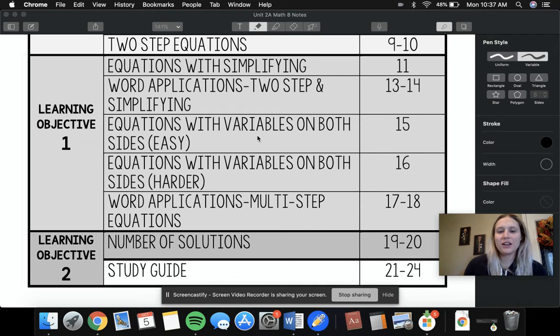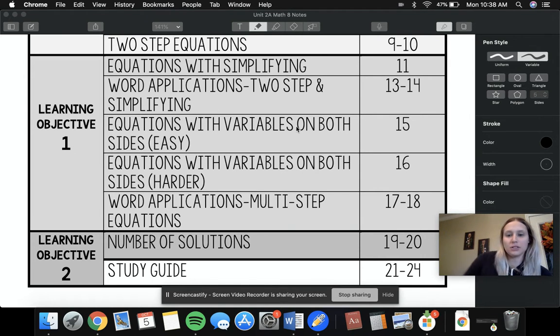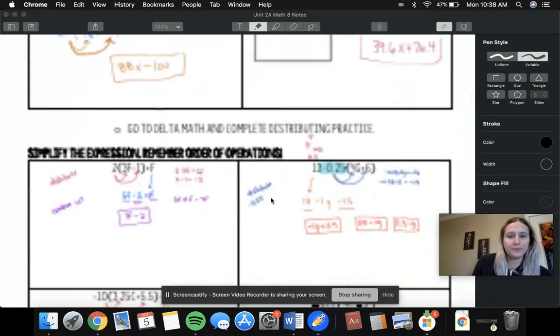Hey, today we are going to talk about how to solve equations when we have variables on both sides. We are going to be on page 15 of our notes. So make sure you have your binder and your notes out with you. And let's go ahead and go there.